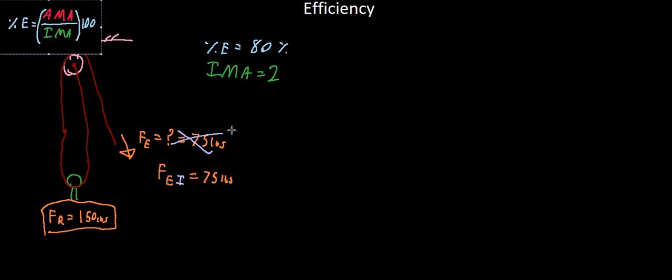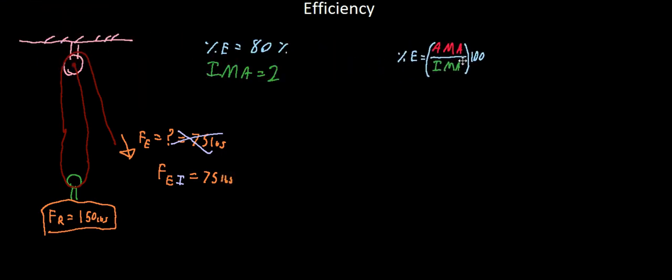What we could do is drop in our percent efficiency equation and try to work backwards from it. We know part of this equation, so let's rewrite it. Percent efficiency equals, well, we don't know the AMA. That's kind of half the problem here. But we do know the IMA is 2. We just said it was 2. So let's pick the correct color for our IMA. Our IMA is 2, and we're also multiplying it by 100.